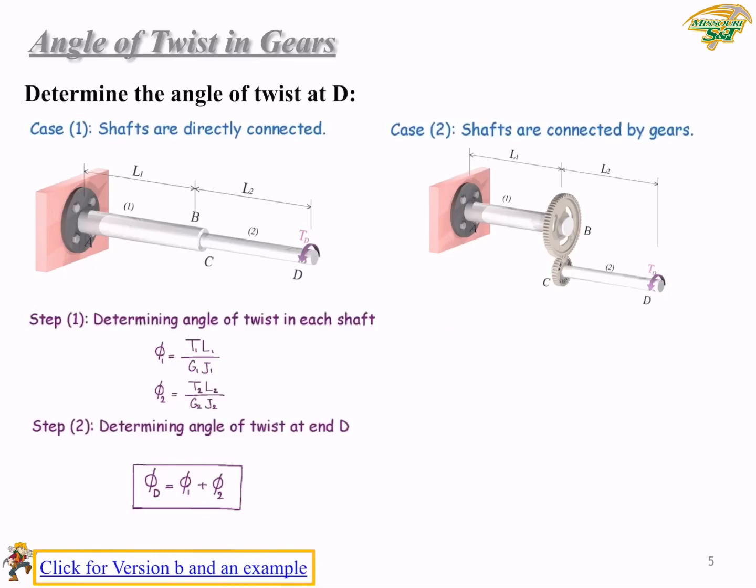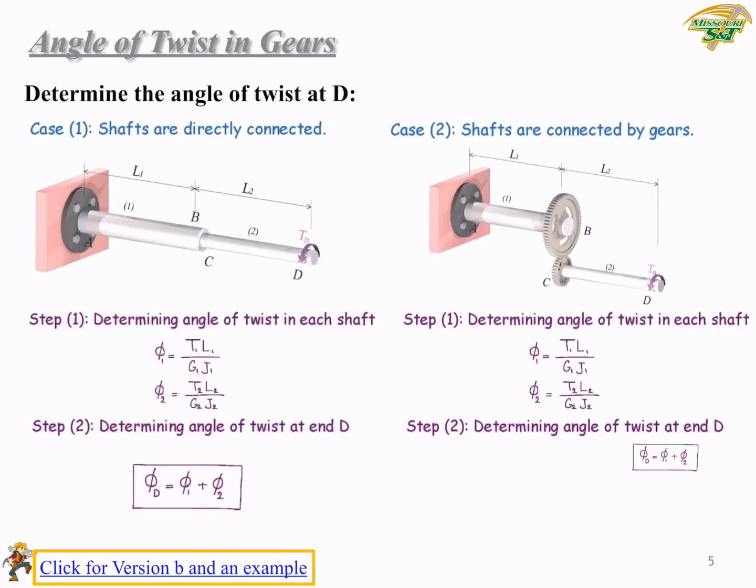So now let's look at case 2, when these shafts are connected by gears. Then step 1, again, you just need to use a free body diagram to determine the internal torques. If you can determine that, then phi 1 can be calculated as T1L1 over G1J1 and phi 2 by T2L2 over G2J2. Then how about step number 2? Can you still determine the angle of twist at end D by phi D equals phi 1 plus phi 2?